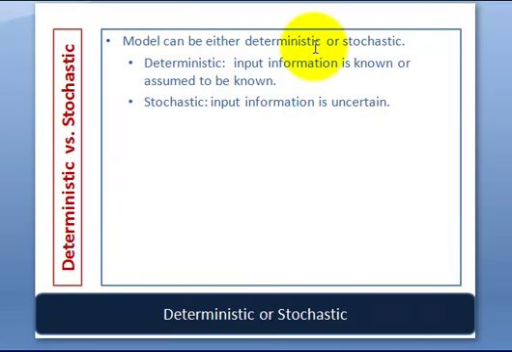Now, models can be either deterministic or stochastic. Deterministic just means all information is known or assumed to be known, and stochastic is where the information is uncertain.